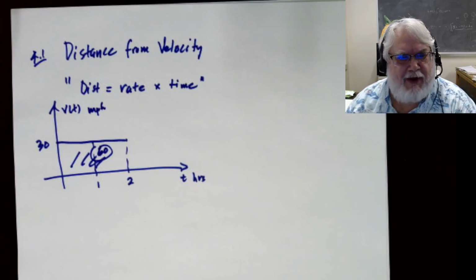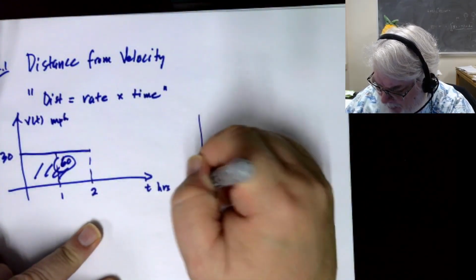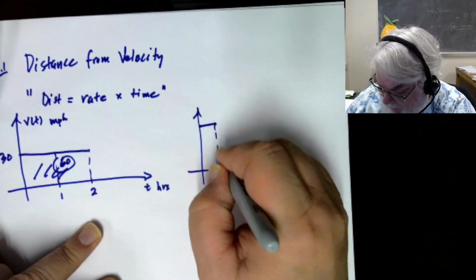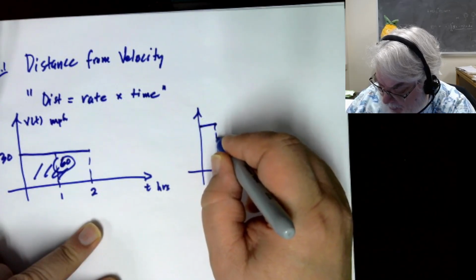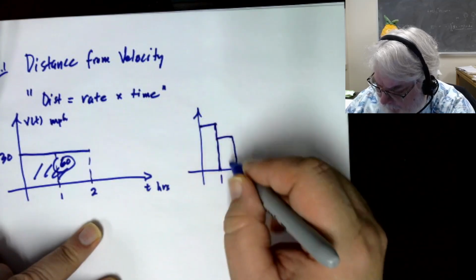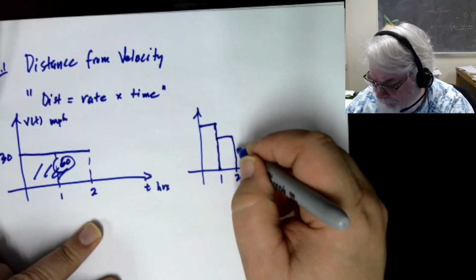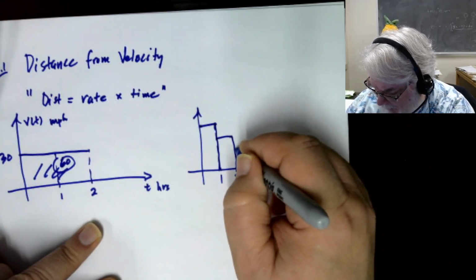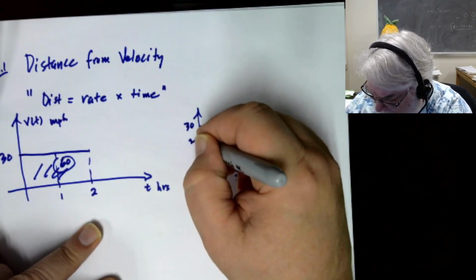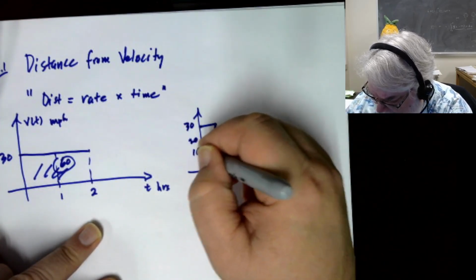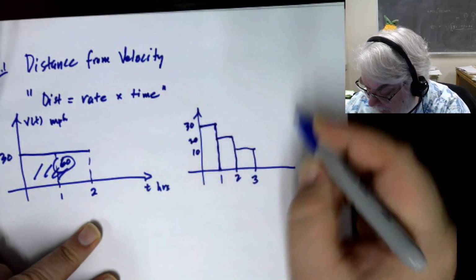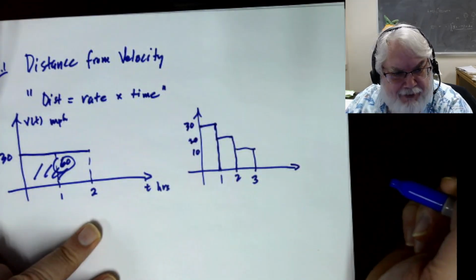Good. So let's make it a little more complicated. Suppose now that I only travel at a rate of 30 miles an hour for the first hour, but then I drop down to 20 miles an hour for the next hour. These vertical lines are not part of the graph, I'm just drawing them so you can see where the lines go. Then for the last hour, I drop to 10 miles per hour. So how far have I traveled in the 3 hours?